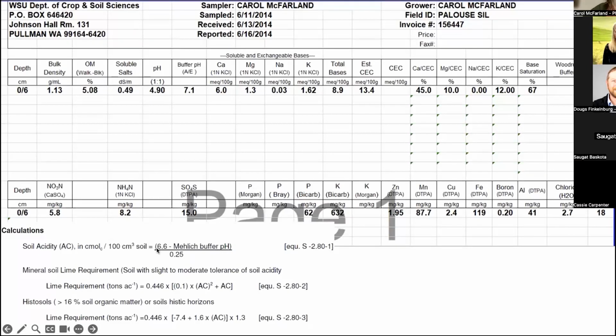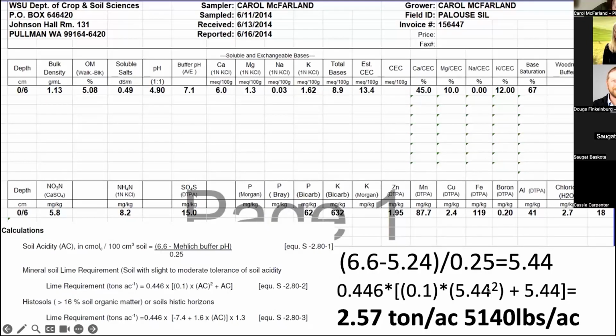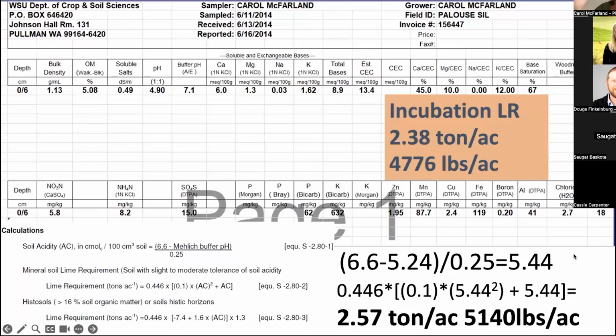So here we have you calculate your soil acidity, take 6.6 minus what your buffer pH results are, divide it by 0.25, and then plug it into subsequent equations to give you, and there's that math that I did out for you all, but that recommended 2.57 tons, or just over 5,100 pounds per acre. And I am sorry about these numbers. I just did the work on them. I know that these are probably not numbers anyone likes to hear. But this is the research results as we found them.